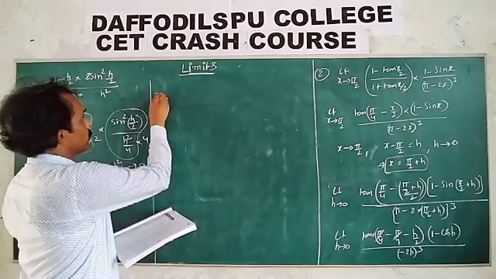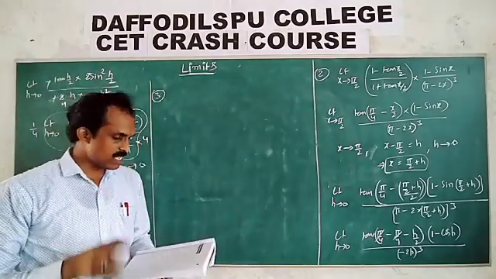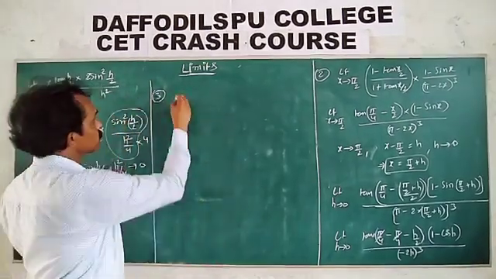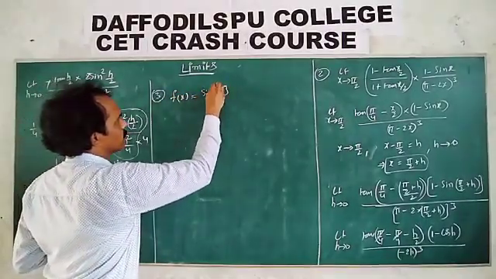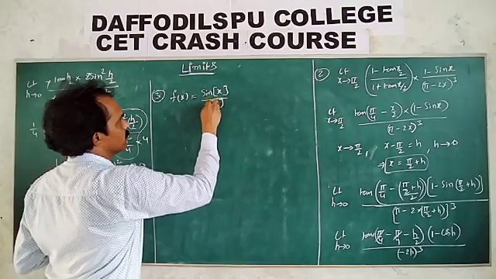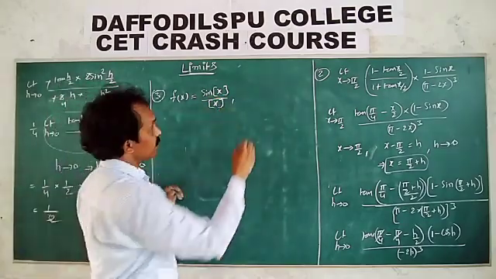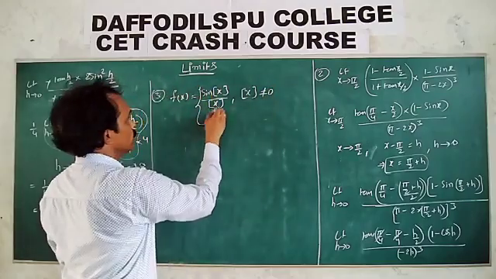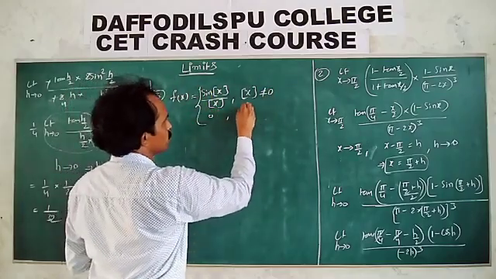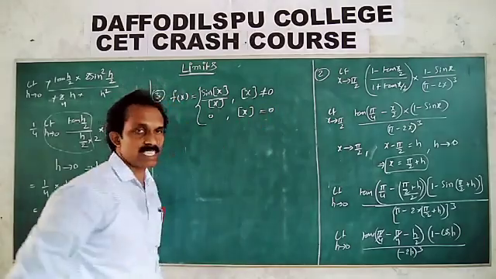Next, third problem. Here the concept is step x concept. f of x is equal to sin of [x] divided by [x], when [x] is not equal to 0, and 0 when [x] is equal to 0, where [x] means the greatest integer function of x.